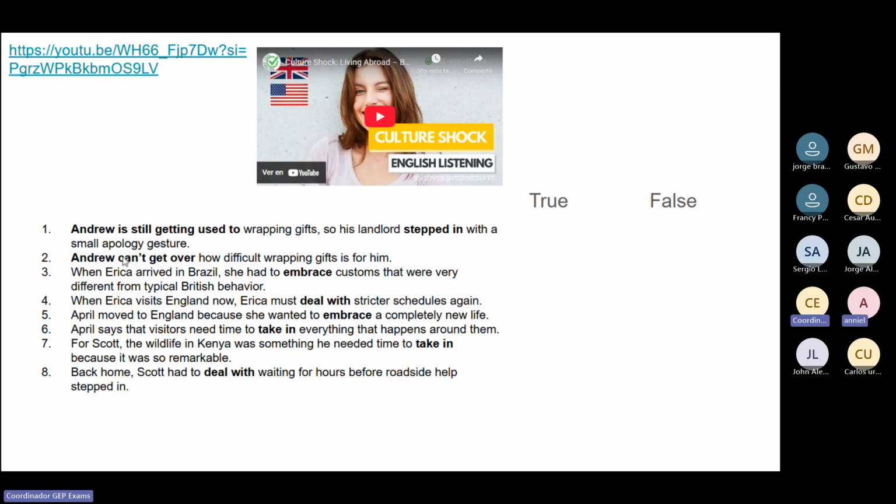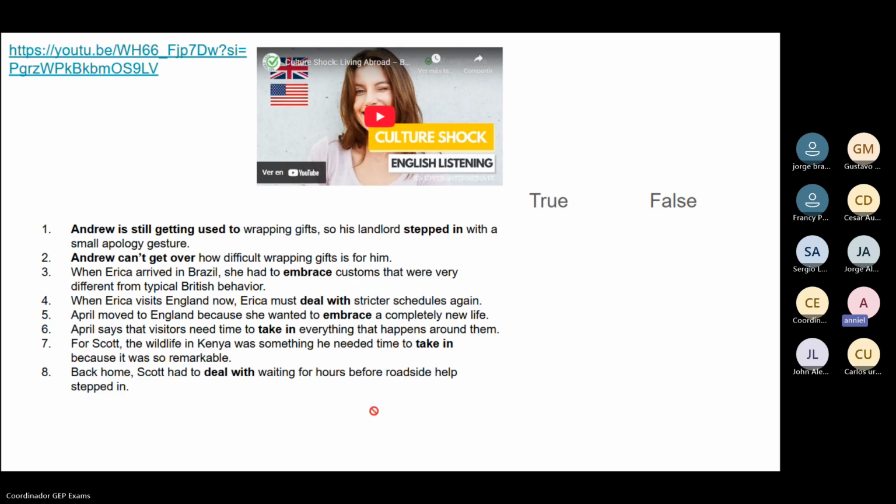Okay. That word wrapping is not only when it's a gift. It means como envolver. But you can use it in other contexts. For example, imagine you're cooking a wrap and you say, wrap the food with maybe a tortilla. Envuelve la comida con la tortilla. So it means like envolver. Okay.